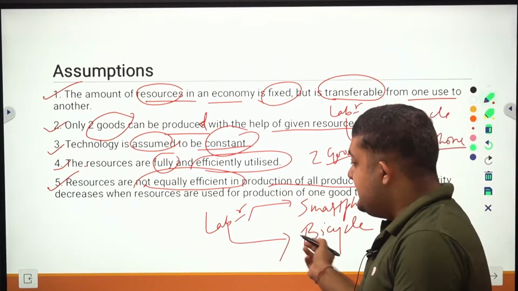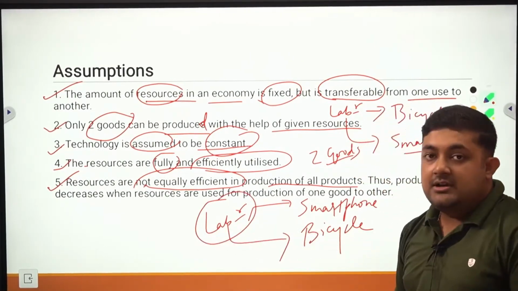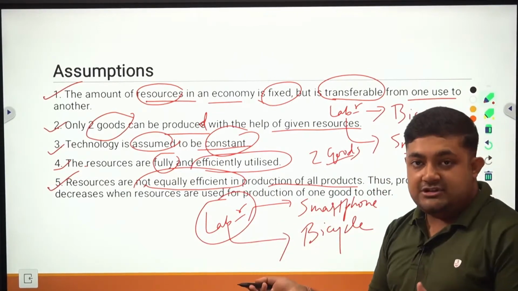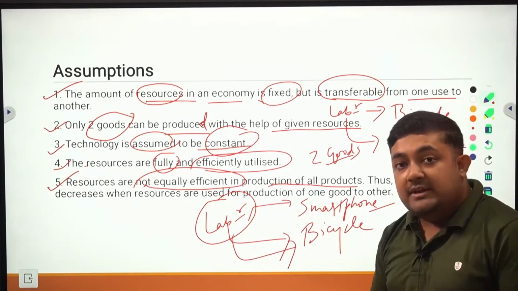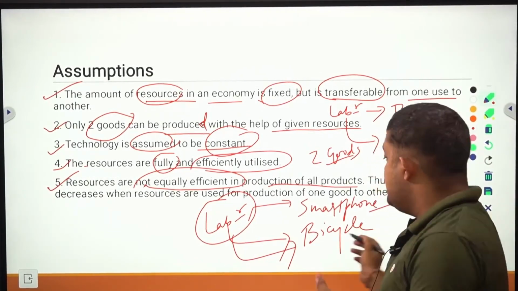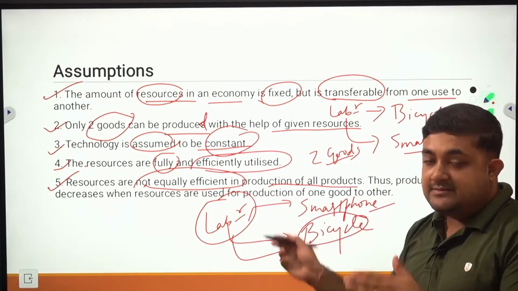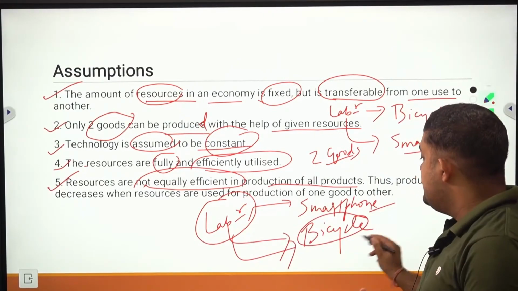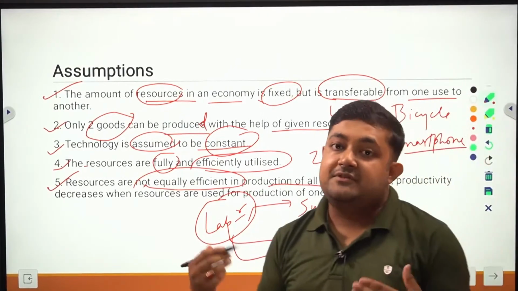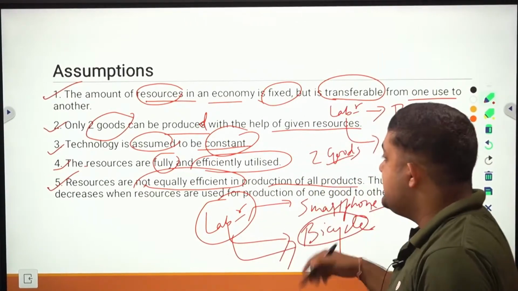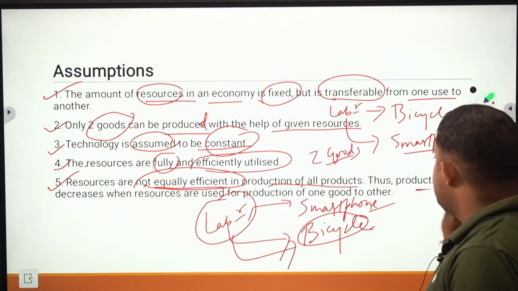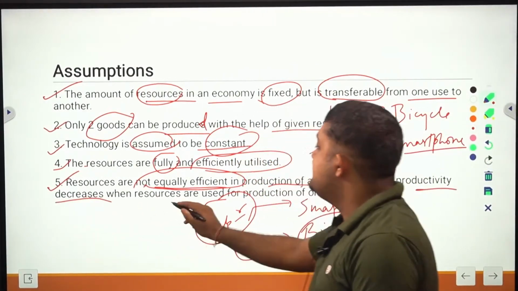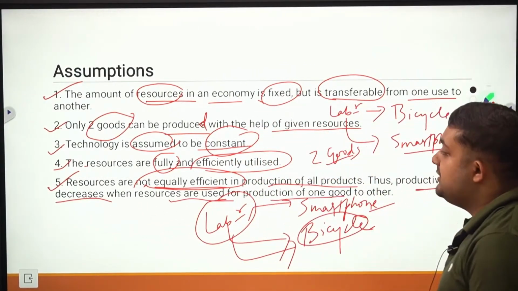So in our example, this labor might be very efficient in producing smartphones, but he might not be as efficient in producing bicycles as compared with smartphones. So this is one example that resources are not equally efficient in production of all products. Thus productivity decreases when resources are shifted from production of one good to the other.